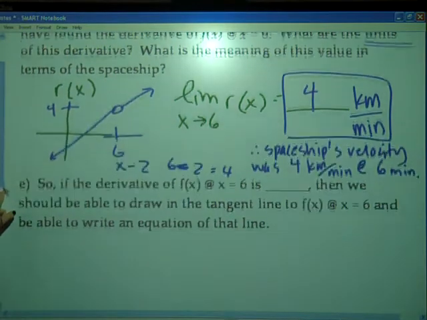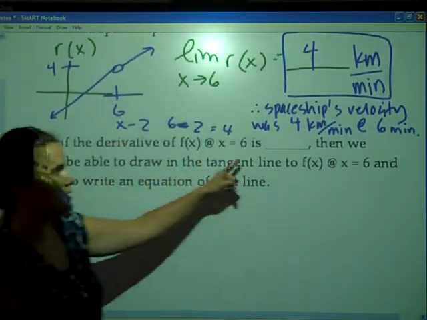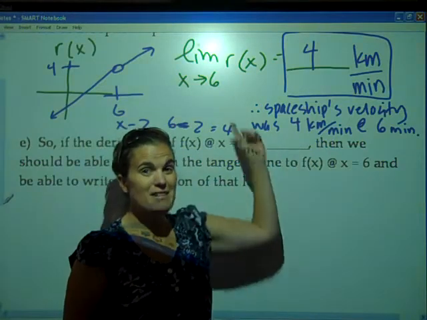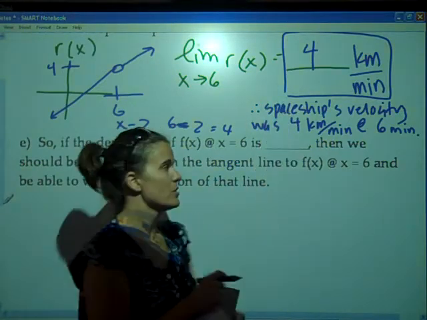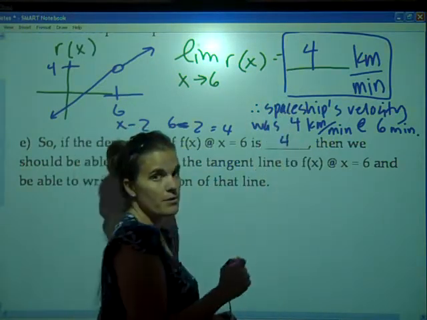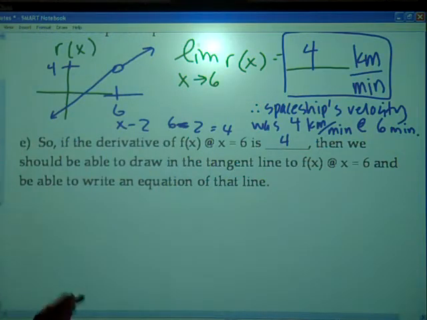Alright, so for letter E, if the derivative of f of x at x equals 6 is, now the blank is the value that we just got for the limit problem there. So the derivative was 4. Okay. Then we should be able to draw on the tangent line to f of x at x equals 6 and be able to write an equation of that tangent line.